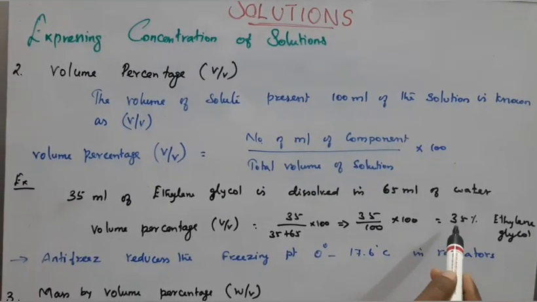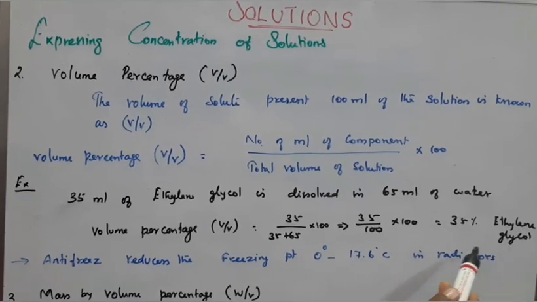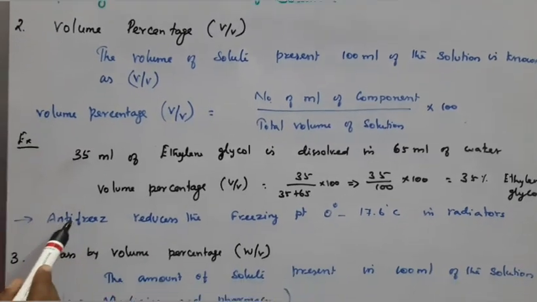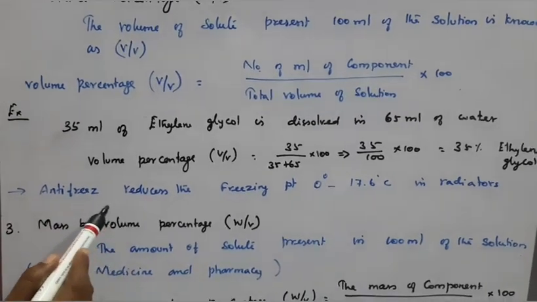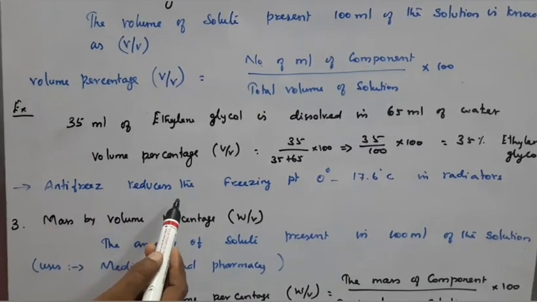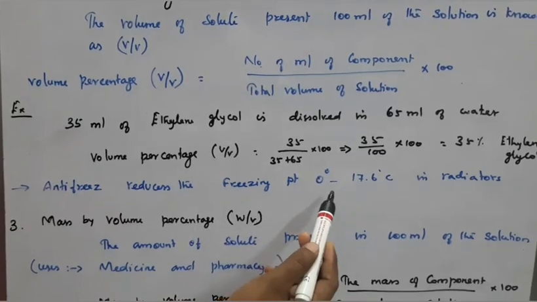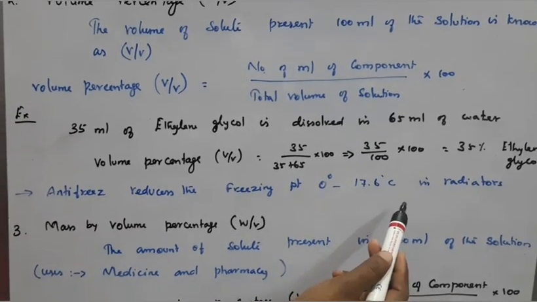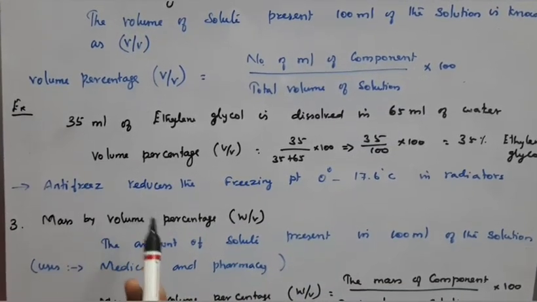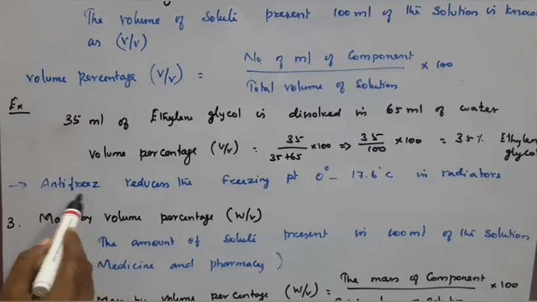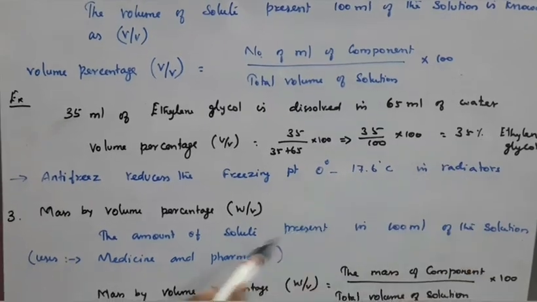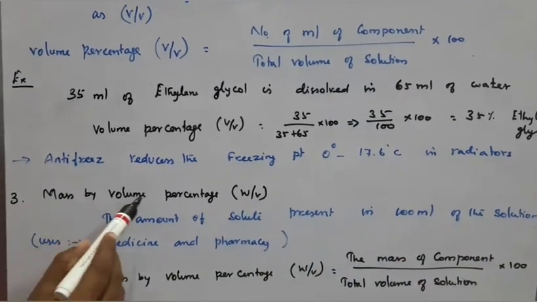This 35 percent by volume ethylene glycol is used as an antifreeze. Antifreeze is used in cars for cooling engines, that is in radiators. What is the role of the radiator's antifreeze? It reduces the freezing point from 0 degrees Celsius to minus 17.6 degrees Celsius, so that in cold countries the water will not solidify. So this is the antifreeze agent, and how much? 35 percent by volume. Right. The third one is mass by volume percentage.